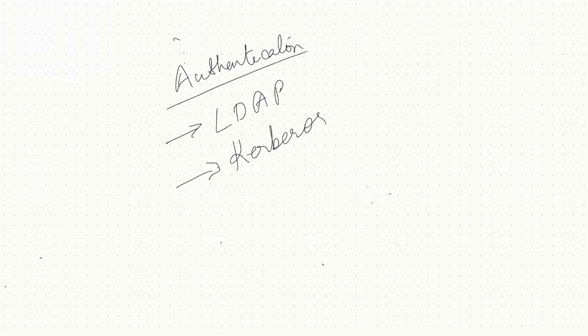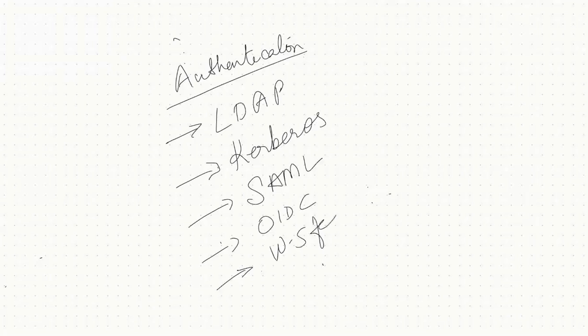Authentication. Now, when you go to authentication, this is where you have a different set. You can use LDAP also for authentication. Kerberos also helps you with authentication. Then come the protocols like SAML, OIDC, WS-Trust, whichever. So this is basically the order in which they were introduced.